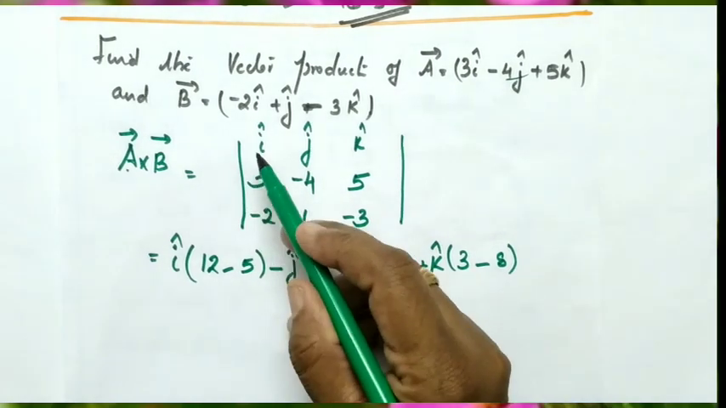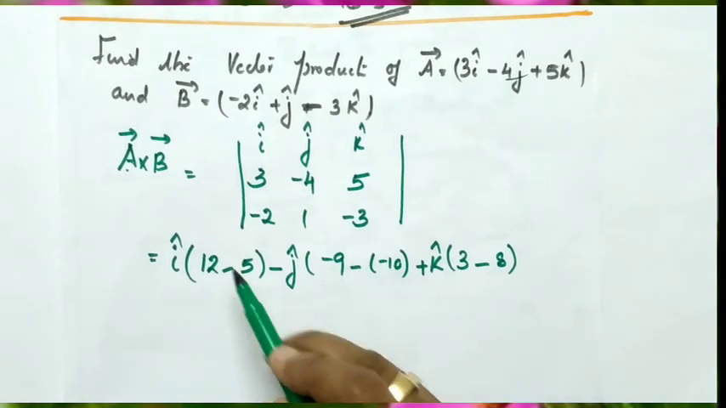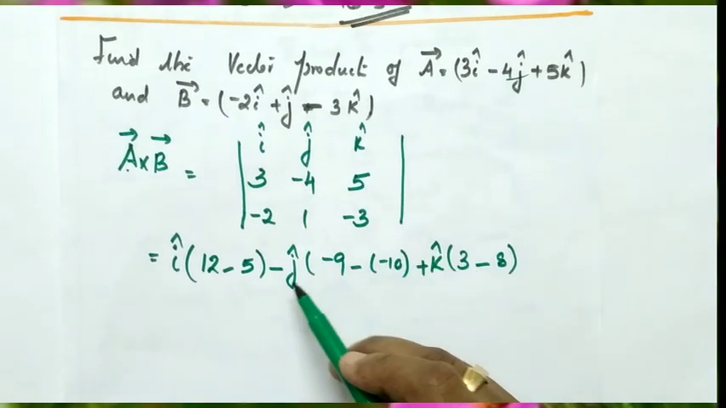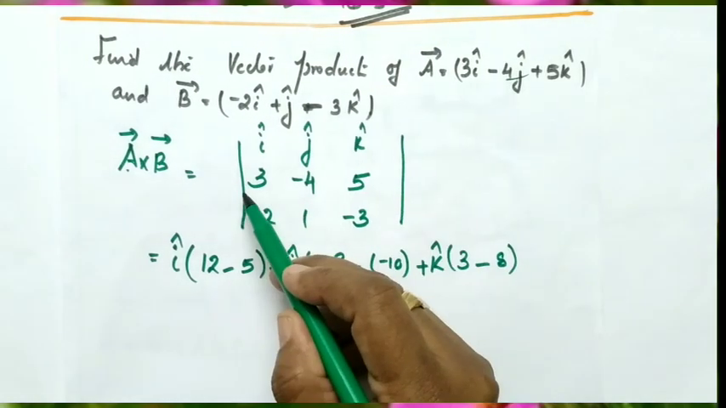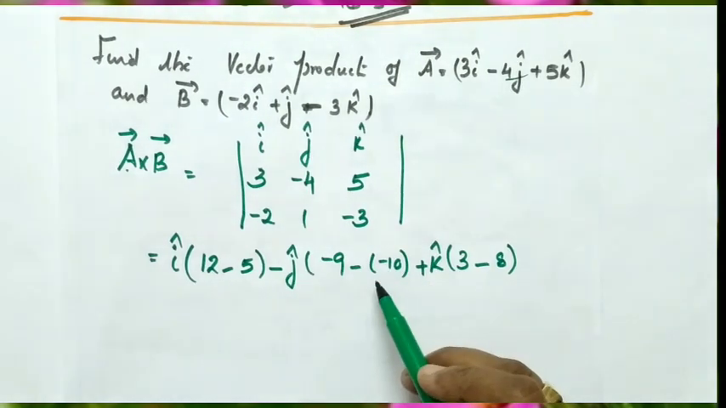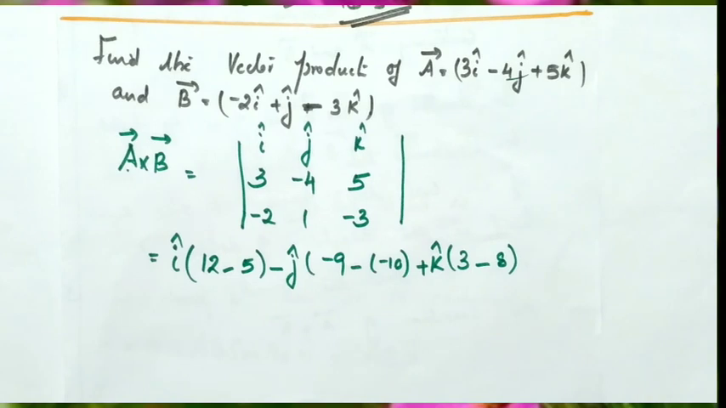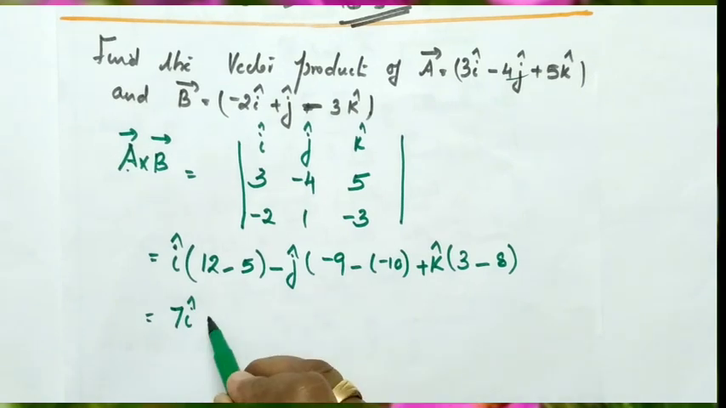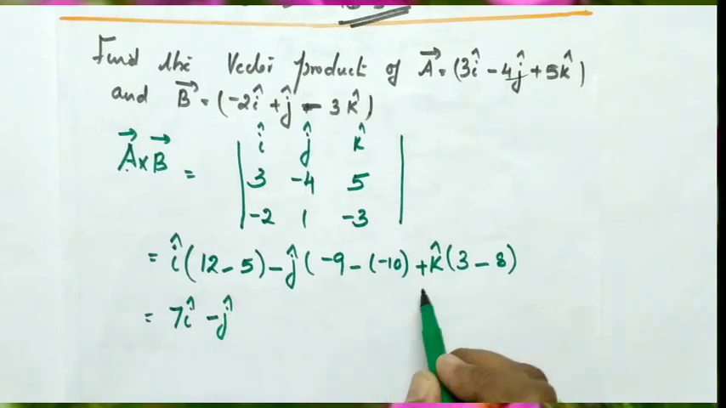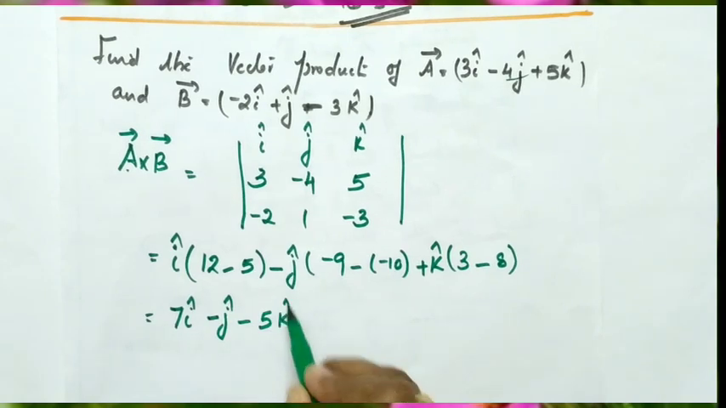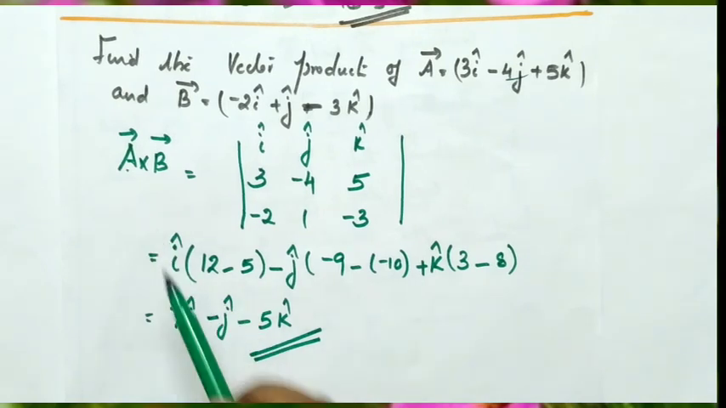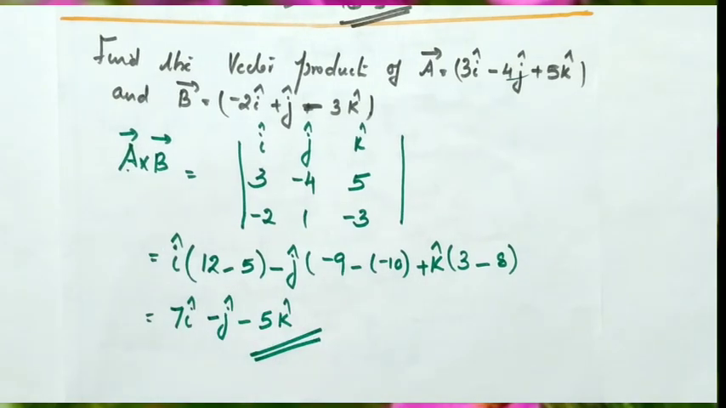Clear children? So once more, i into minus 4 into minus 3, 12, minus 5 into 1, 5. Second term negative, minus j into, leave the row and the column, minus 9, minus minus 10. Then plus k into 3 into 1, 3 minus 8. Okay, so it is equal to 7i cap, minus j cap, minus 5k cap. So the final product A cross B contains i, j and k. Okay, so this is the method of finding the vector product of two vectors.